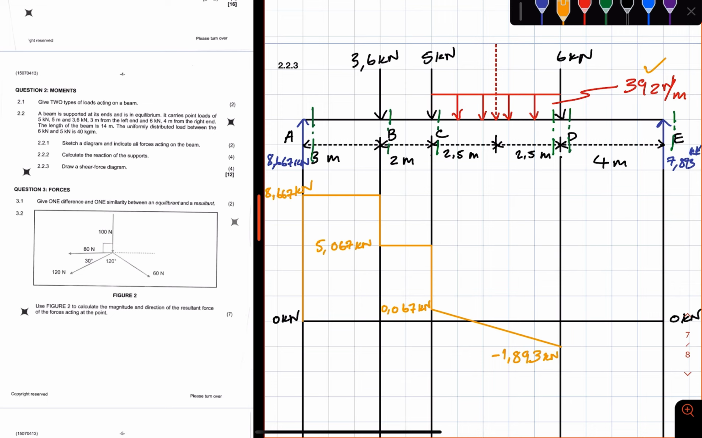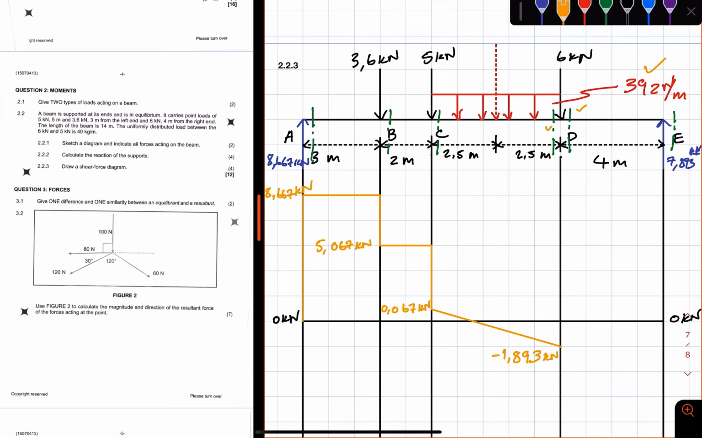Now we deal with the section on the right. The only force that gets introduced now is the 6 kilonewtons. Remember, when we're dealing with the section on the left, the 6 kilonewtons was on the right hand side of this section, and we only consider forces on the left of this section. We didn't include this force.